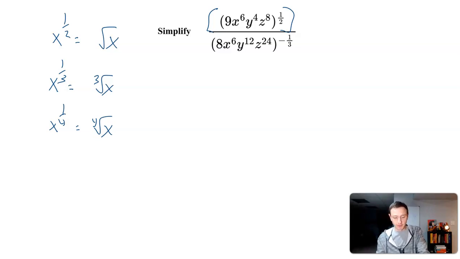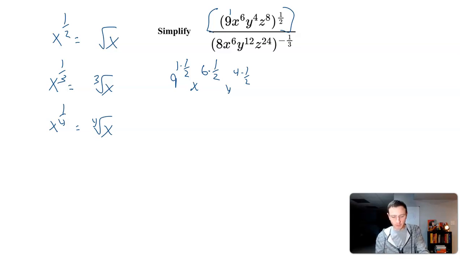So on the top here of our fraction, we have everything being raised to the 1/2. That means I'm going to be taking the square root of every single thing. And you can rewrite this out. You can take 9, which is 9 to the 1, times 1/2, x to the 6 times 1/2, y to the 4 times 1/2. Sorry, my pen kind of slipped out of my hand. You could do that also. That's another route. Or you can just understand this is the square root of everything.